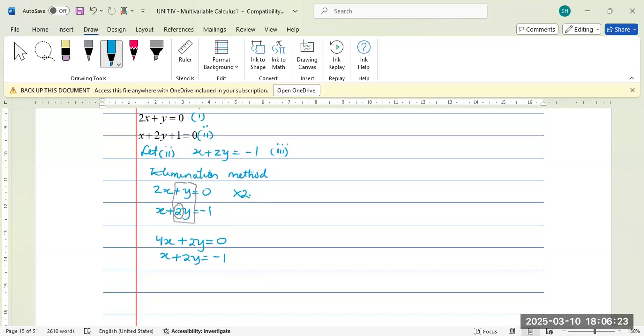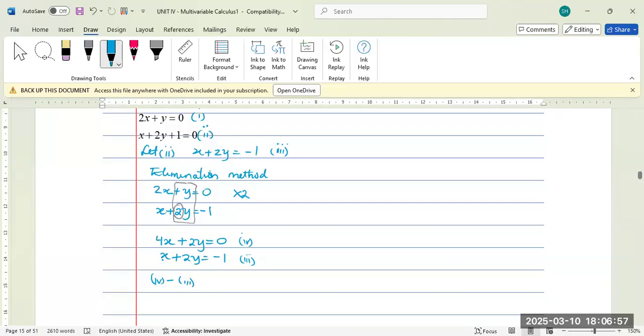I'm going to call this equation 3 from up top here. And because I multiplied this equation by 2, I'm going to call this equation 4. So what I'm going to be doing, I'm looking for the equation that looks bigger. And equation 4 looks bigger than equation 3. So what I'm going to do is to say equation 4 minus equation 3.